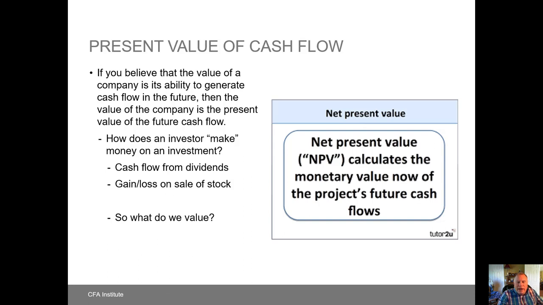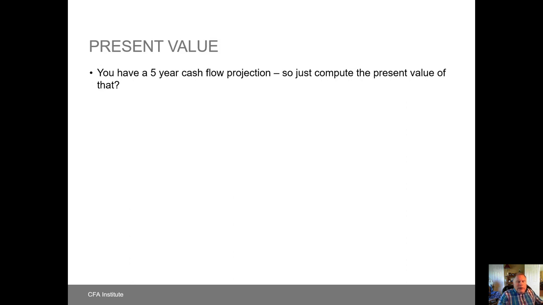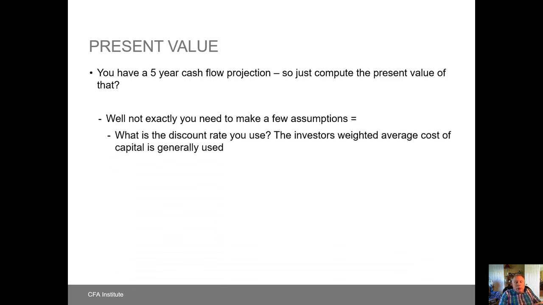So what do we value? It depends on the company. Now, the present value is, I won't say it's easy, but it's not that complicated. You have a 5-year cash flow projection, so you just compute the present value of that. Well, not exactly. You need to make a few broad assumptions. What's the discount rate you should use? Because we're discounting a cash flow series back. What discount rate should we use? Oftentimes it's the investor's weighted average cost of capital.